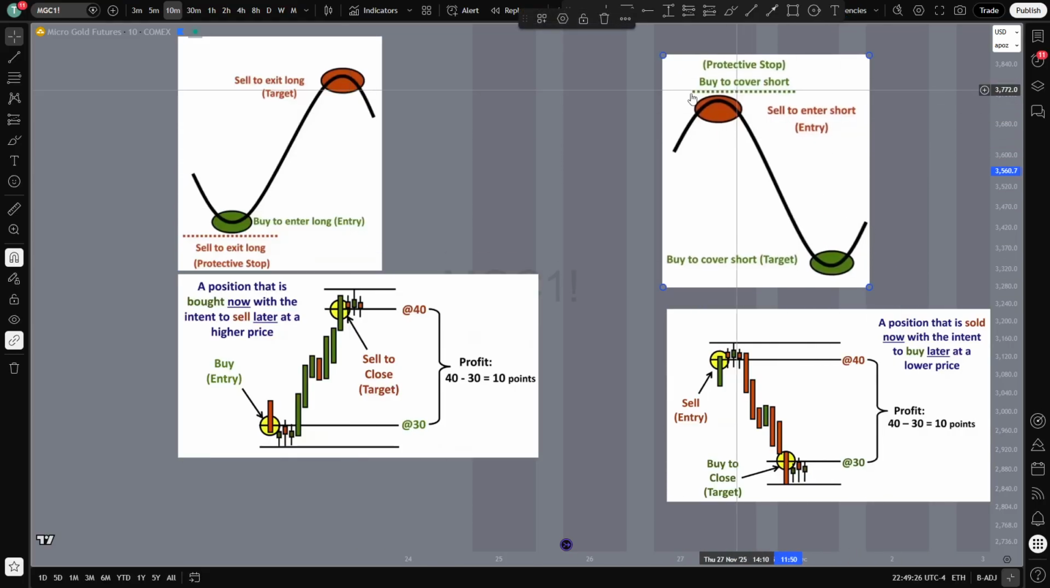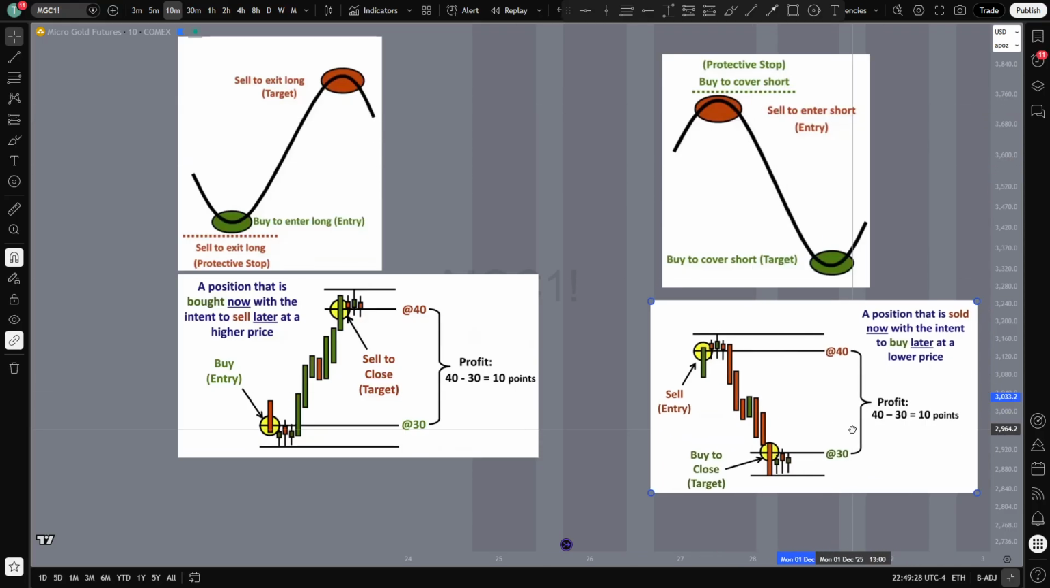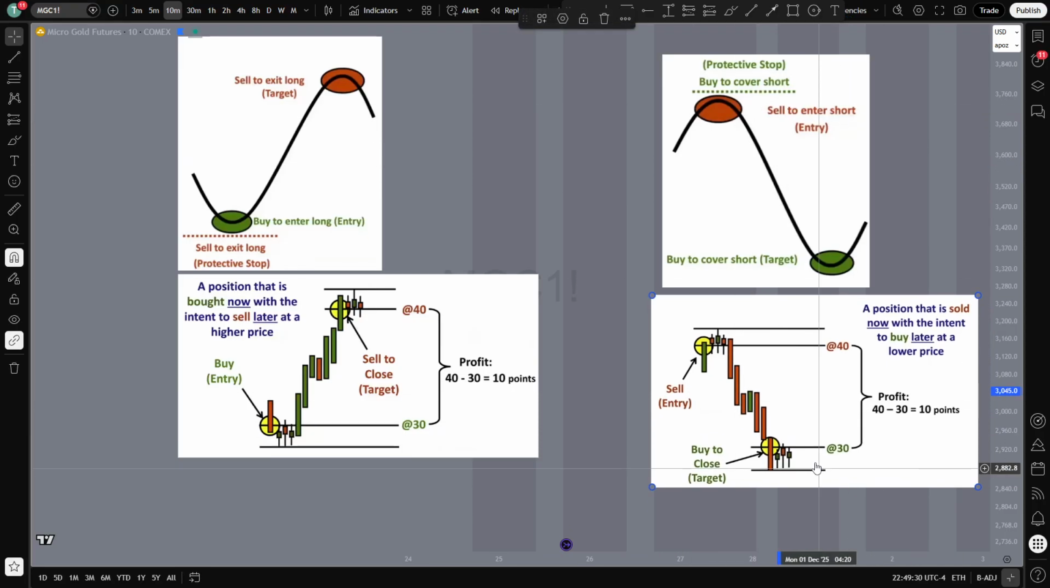And we also have shorts. What are shorts? It's when you bet that price is going to start going down and you get into a position. When you say I'm getting into a short, it means you're selling the market and getting into a position that is sold now with the intent to buy later at a lower price. For example, you bought here at 30 points and then sold it at 40, boom, you made 10 points profit.